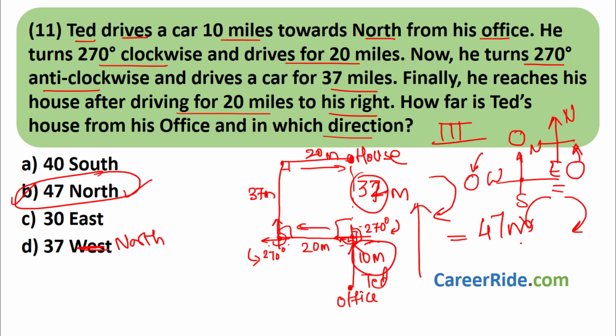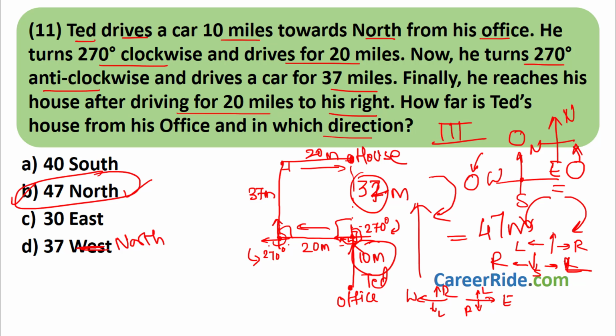Turning left and right depends on which direction you are facing. If you are facing north, this is right, this is left. If you are facing south, this is right, this is left, exactly opposite. Same goes for east and west. This is east, so right will be this and left will be this, but for west this will be left and this will be right, exactly opposite. There is nothing to this.